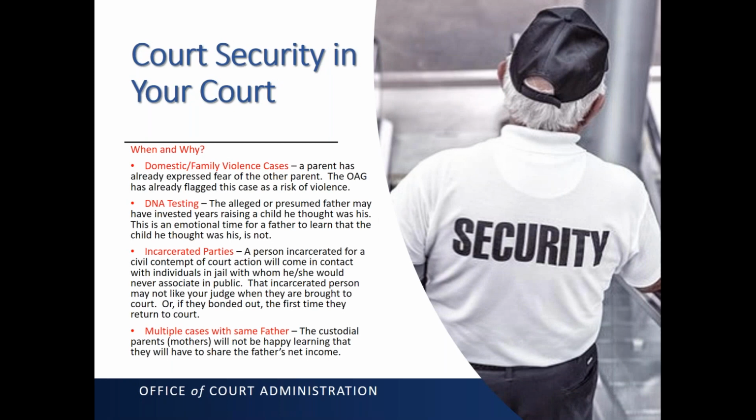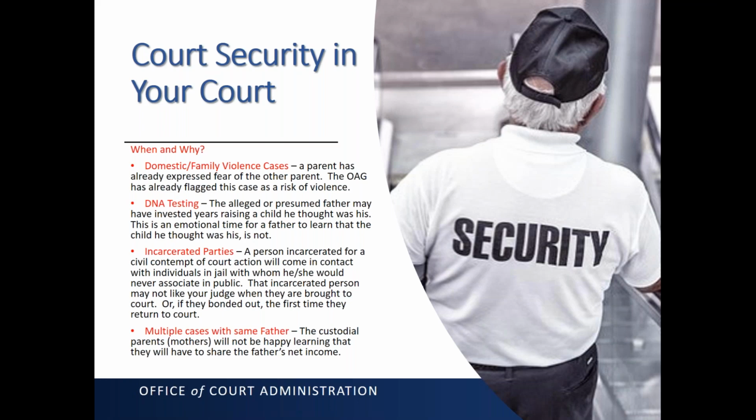So we spoke about when we need court security. Let's talk about when and why. During domestic violence hearings, a parent has already expressed fear of the other parent. The OAG has already flagged this case as a risk. So have court security alerted of these cases and these parties. Sometimes the custodial parent will ask your bailiff to accompany her to her vehicle because she fears the non-custodial parent that much. DNA testing: we talked about alleged and presumed fathers who may have invested years raising a child that he or she thought was his or hers. This is an emotional time for a parent to learn that the child they thought was theirs is not.